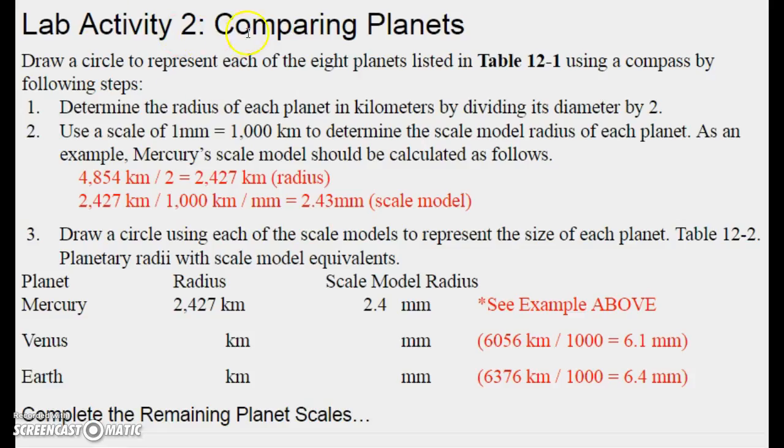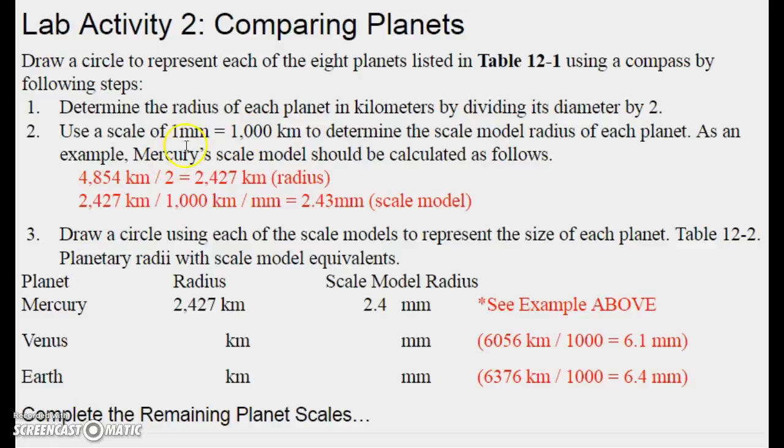Which brings us to lab activity 2 in the binder, comparing planets. We're going to do our calculations first before we actually draw the radius using a compass. We can determine the radius by dividing the diameter by 2, and we're going to use table 12-1. We're going to scale them. We're going to use 1 millimeter to equal 1,000 kilometers of that respective planet to determine the scale model radius of the planet we're solving for.